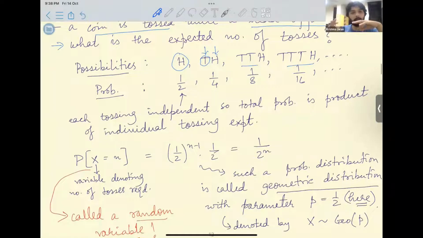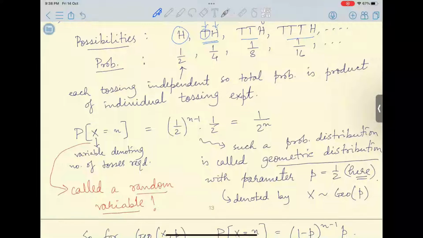In case of independent outcomes, the probabilities just multiply. So the probability of this event is 1/4 because the probability of getting tails is half and the probability of getting heads is half. So the probability of the total event is 1/4. Similarly for the others. Is it okay? This step, is it fine? Yes, sir, it's fine. Okay.